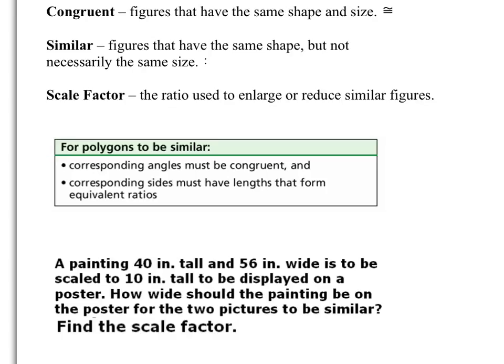Similar are figures that have the same shape but not necessarily the same size. So they're going to be in proportion to each other, kind of like 1/2 equals 3/6. They aren't the same. The second one is 3 times bigger than the first, but the side lengths are still in proportion to each other. And scale factor is the ratio used to enlarge or reduce similar figures.